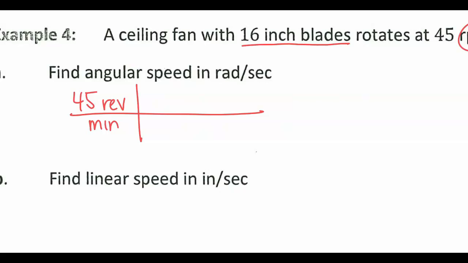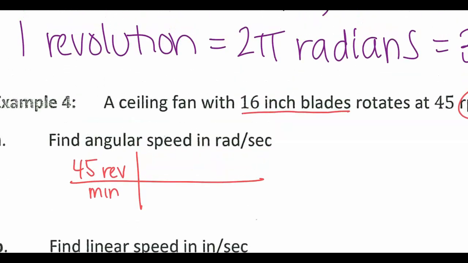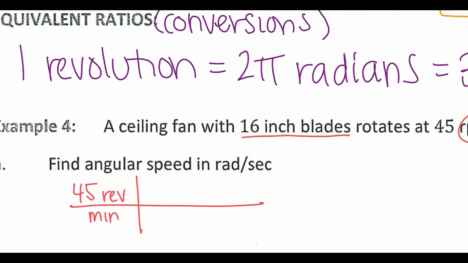If I want to get my revolutions into radians, let me look back on top. Oh, look, it's in the perfect view. 1 revolution is equal to 2 pi radians. So we're going to write this as 1 revolution and 2 pi radians. When I do that, the revolutions cancel, and the unit that I want to have in my numerator is radians. Okay, cool. I've done the first part.